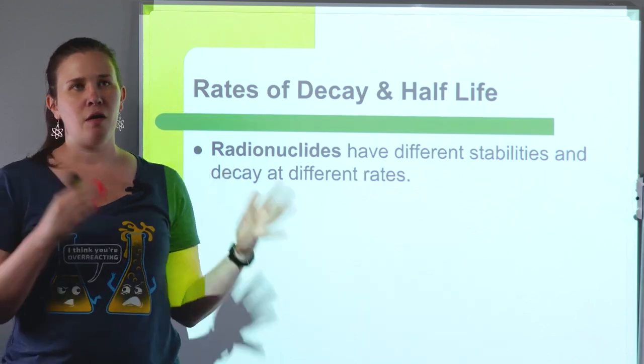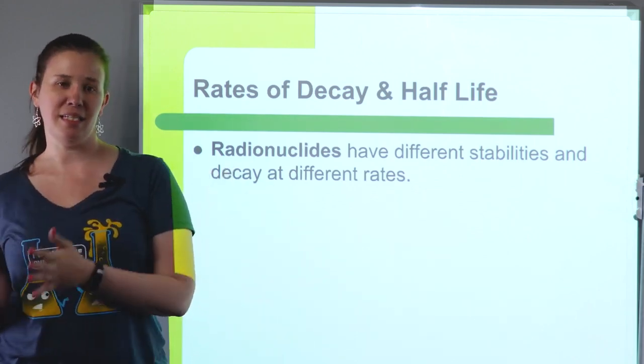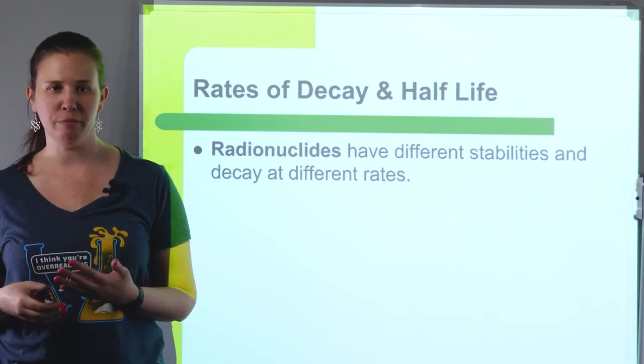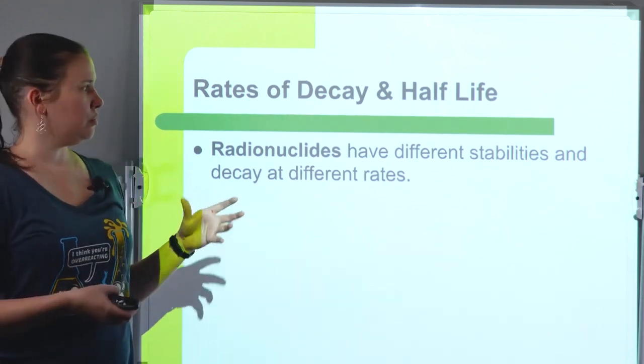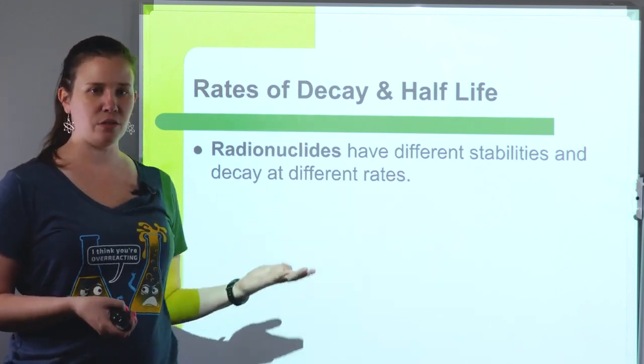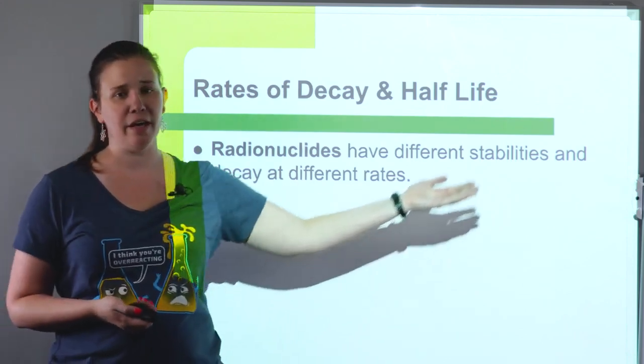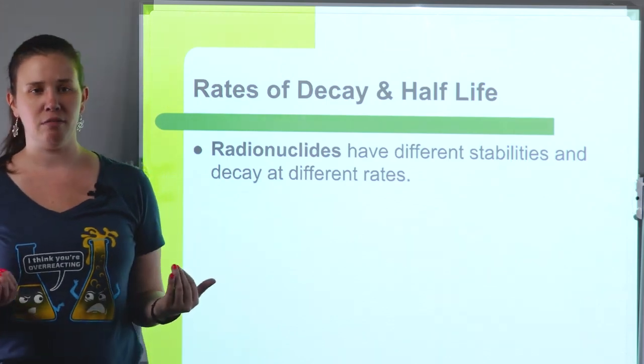So, all radioactive atoms decay. What does being radioactive mean? It means that you have the wrong proton and neutron ratio. So, some things will decay faster than others. They all have different rates because they would all have different stabilities. It's all about that ratio.